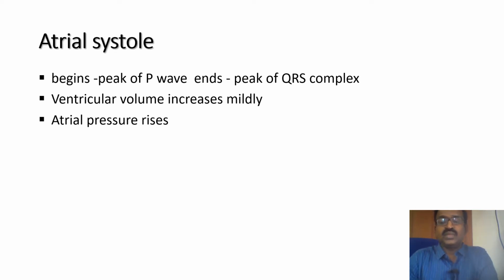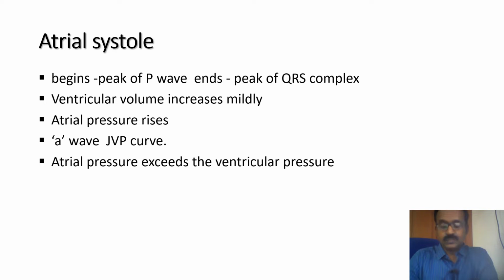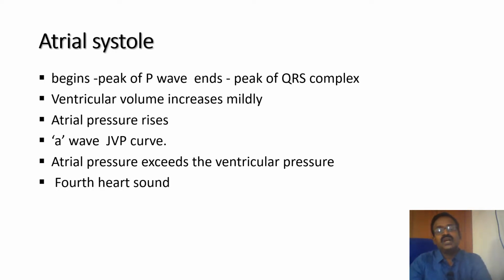During the atrial contraction, atrial pressure rises. It produces the A wave in the jugular venous pulse curve. That is called the phlebogram. Recording of waves in the jugular venous pulse is called the phlebogram. So that is the A wave seen in the JVP curve. And the atrial pressure exceeds the ventricular pressure.